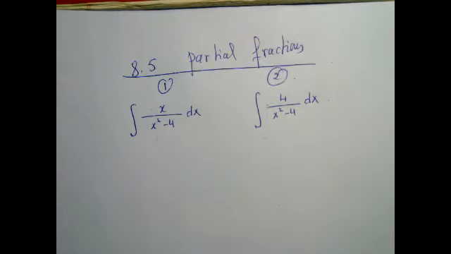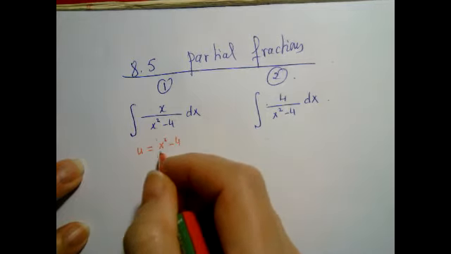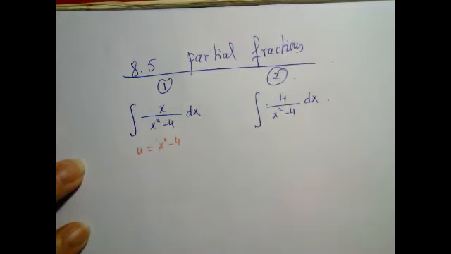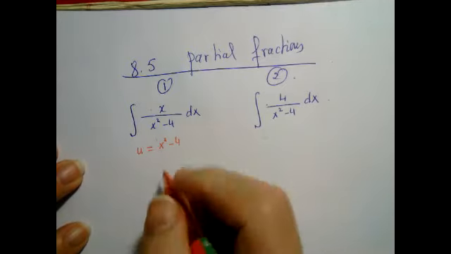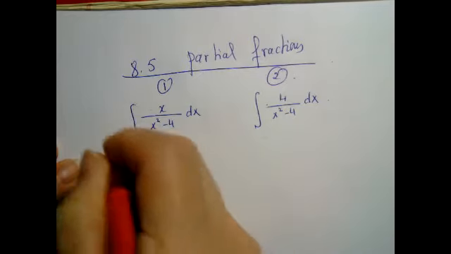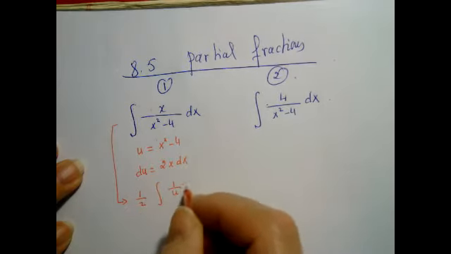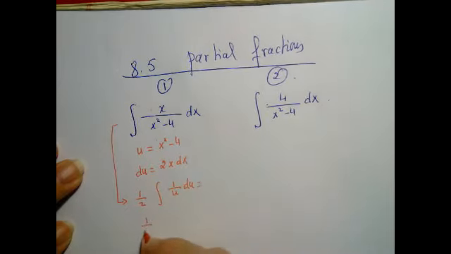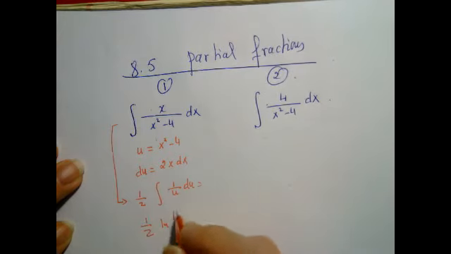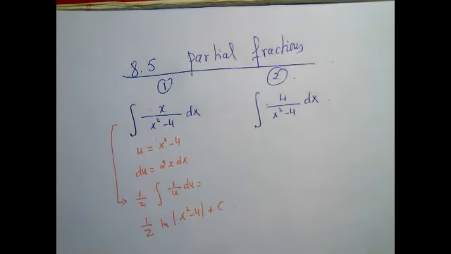One lends itself to substitution more easily. Right, one is easy. I can use the substitution because the derivative of the denominator is really staring at you, up to a constant. So u is x squared minus 4, and du is 2x dx. Then this becomes a half integral of 1 over u du, which gives a half ln of u, which is a half ln of x squared minus 4 plus c. What about the second one?